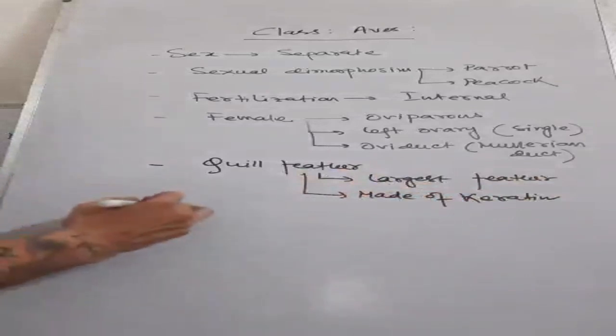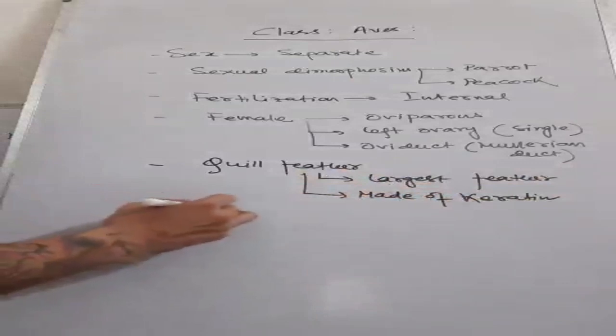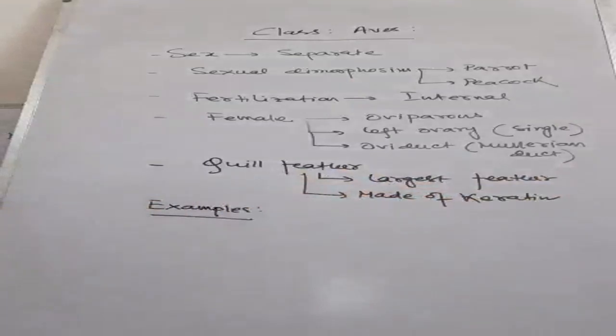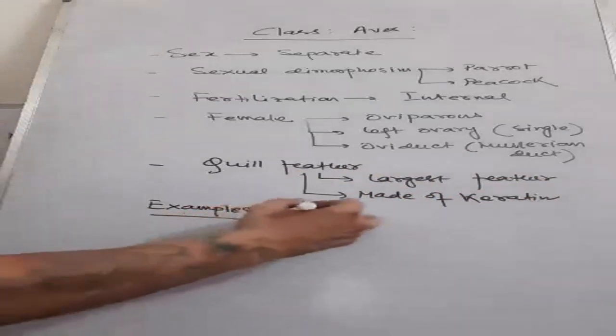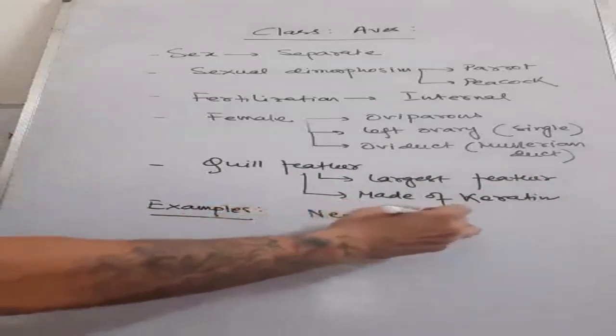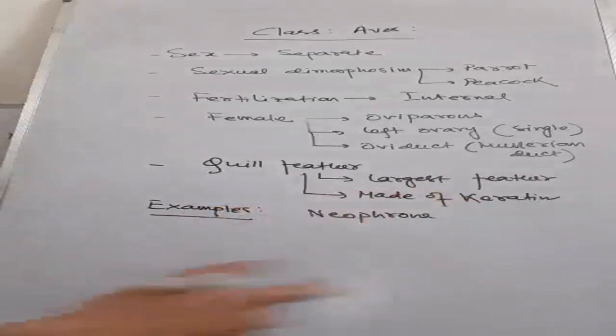Which examples are important, let us see, and we will conclude today's class regarding aves, and we are going to be left with mammals and hemichordates. What are the important examples? First example, very important, Neophron. What is Neophron? We call Neophron the vulture.